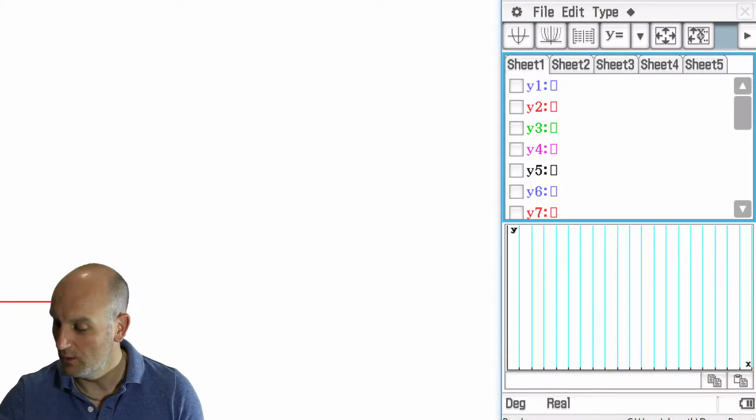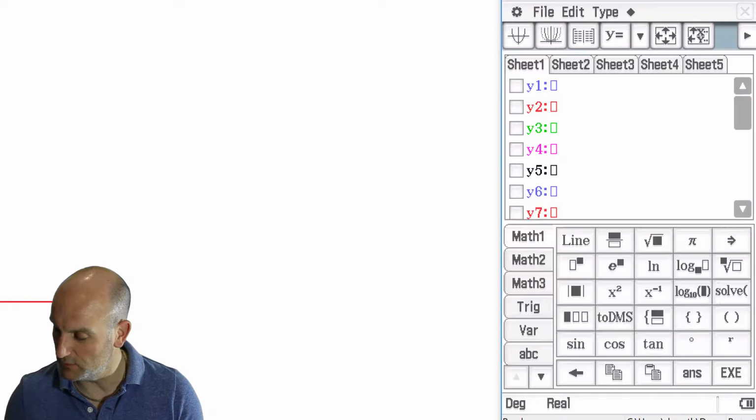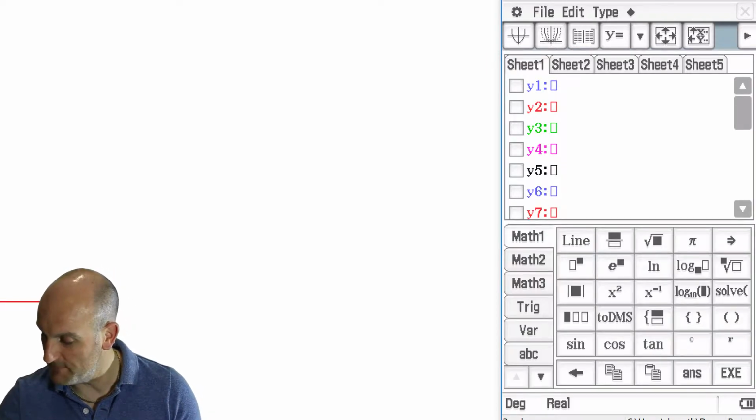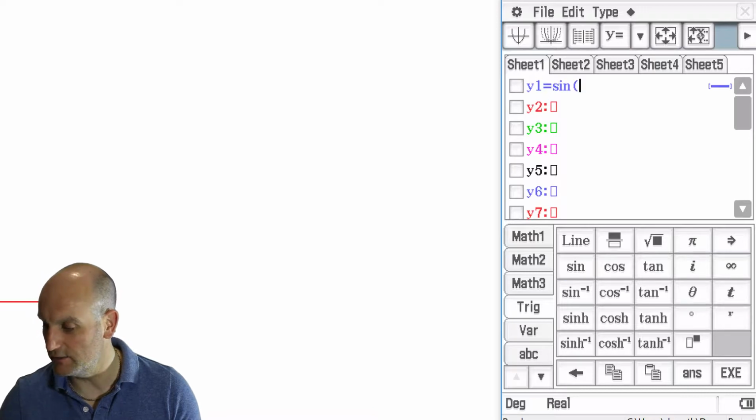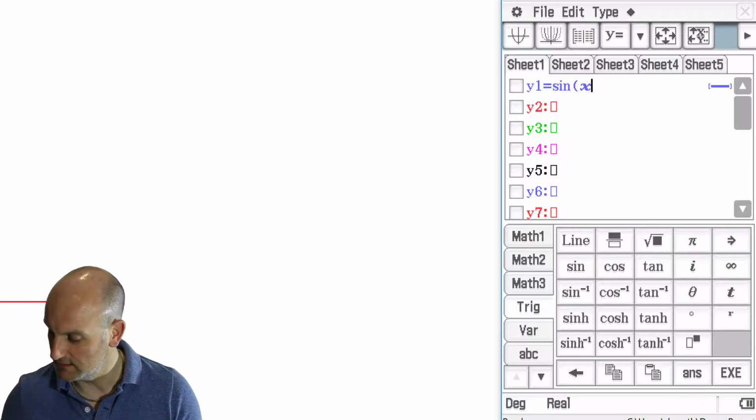Now, how do I do that? Well, first thing I'm going to do is load up my keyboard and go to Maths 3, trig, obviously. And I'm going to do sine of x, and I'm going to close my brackets.